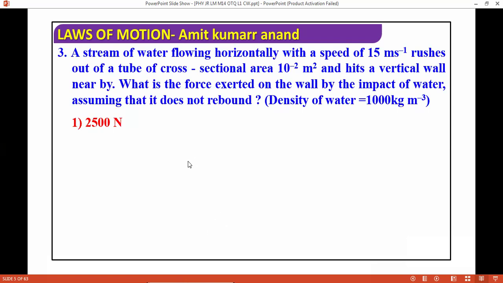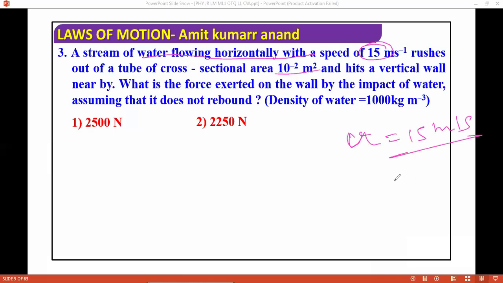So what information is given in the question? Water flowing horizontally with a speed of 15 meter per second, so suppose this is U, and U is 15 meter per second. The cross-section area of the tube is 10 power minus 2. It hits a vertical wall. What is the force exerted on the wall by the impact of water, assuming that it does not rebound? So basically, you have to find the force. The options are 2500 Newton, 2250 Newton, 2000 Newton, and 1500 Newton.